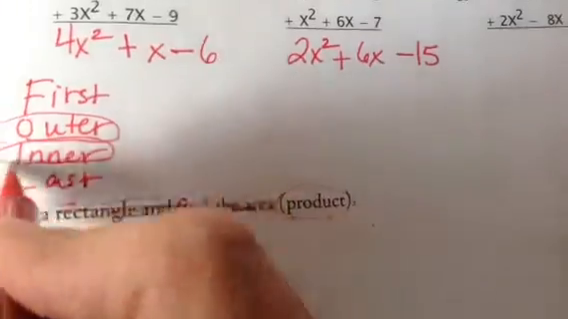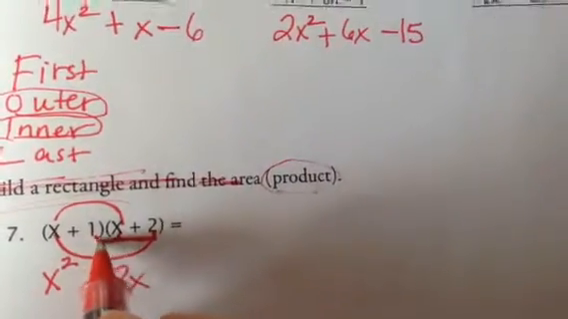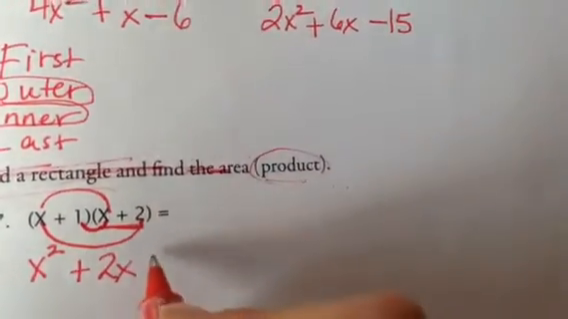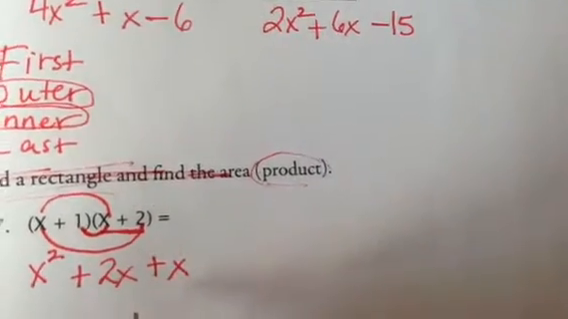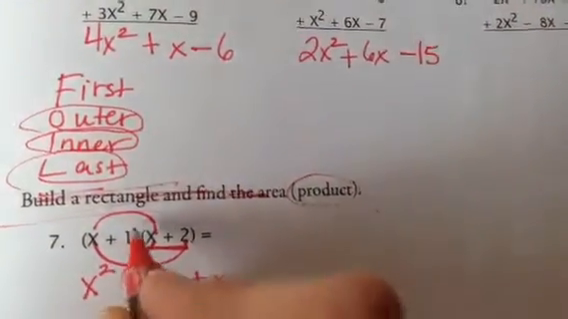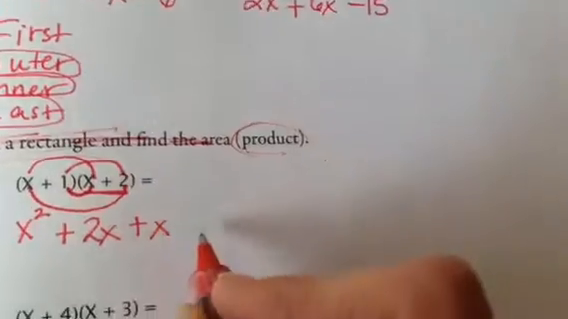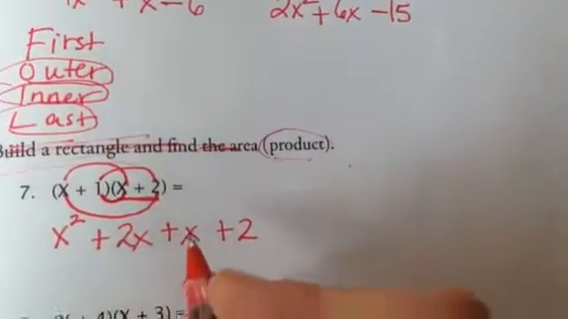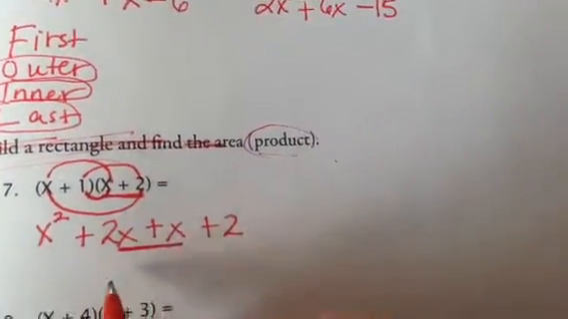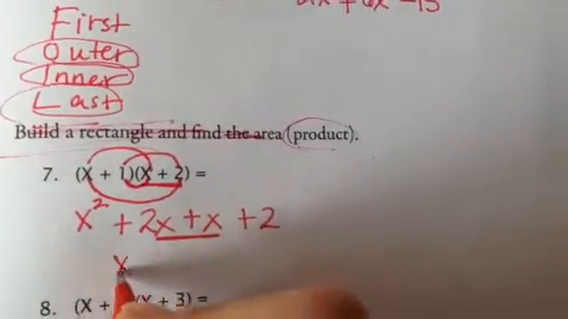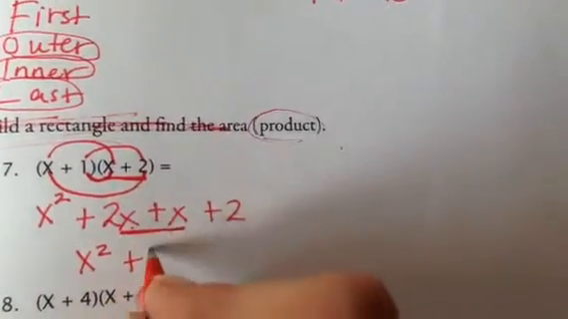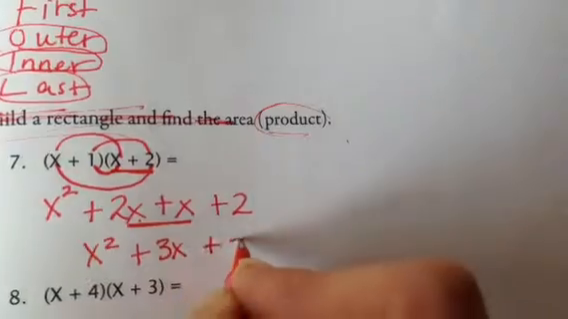Then it wants you to multiply your inner terms. So you're going to multiply these right here. 1 times x is 1x. And then the last terms right here. 1 times 2 is 2. Now, that's it. Notice these middle terms are usually like terms, so you're going to get x squared, 2x plus 1x is 3x, plus 2.